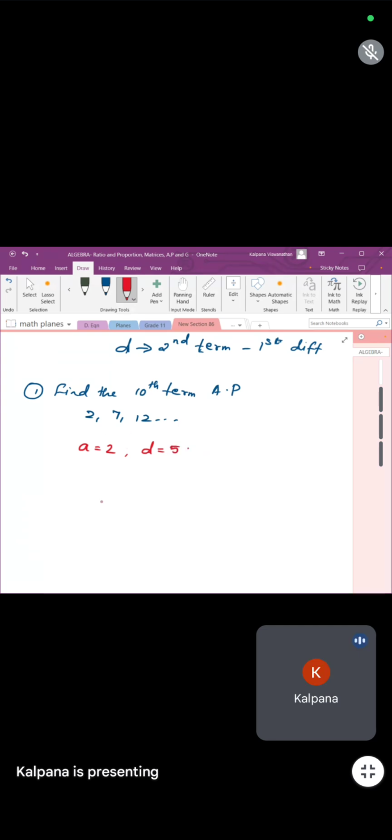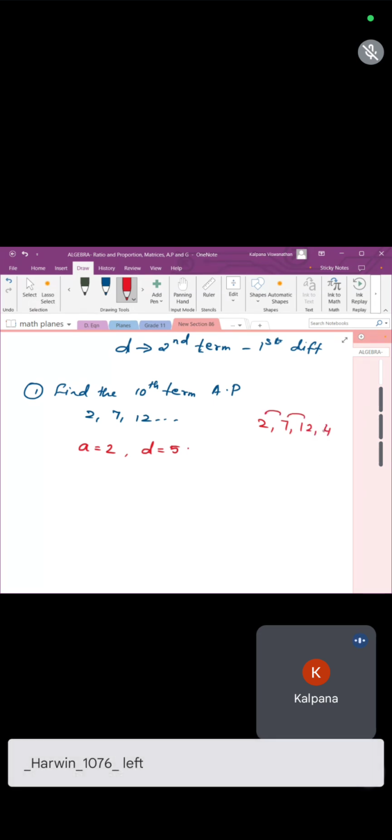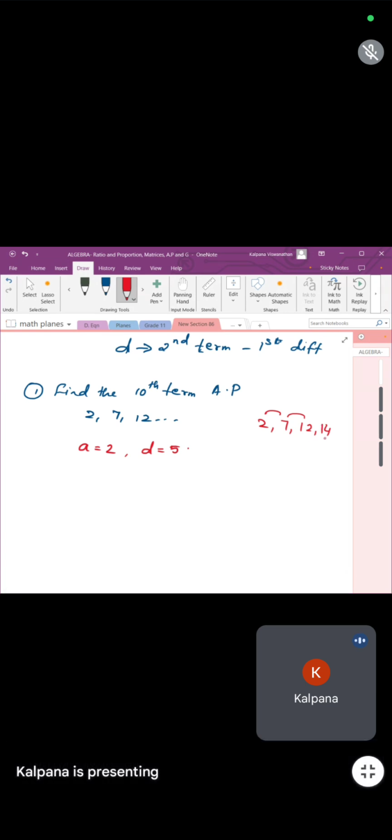This can come for 1 mark also, children. They will ask which of the following is an AP. So please check the difference. Sometimes they will give you 2, 7, 12, and 14. For the first ones the differences are the same, but here the difference is not the same. 12, say 14, the difference is not the same. So you have to check very carefully.